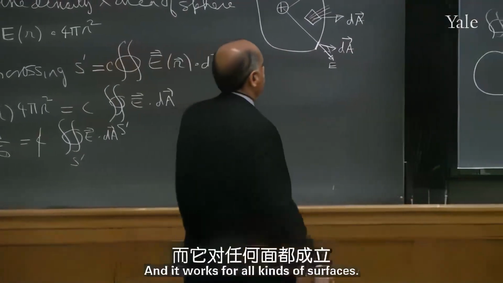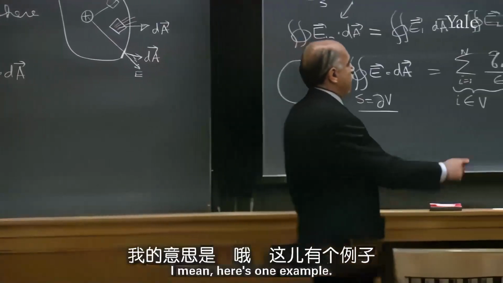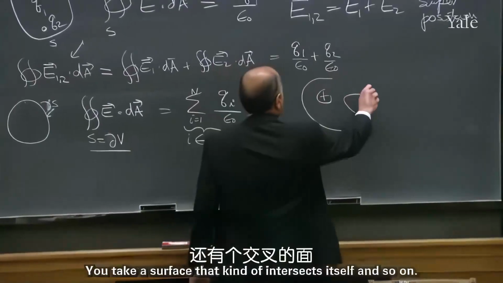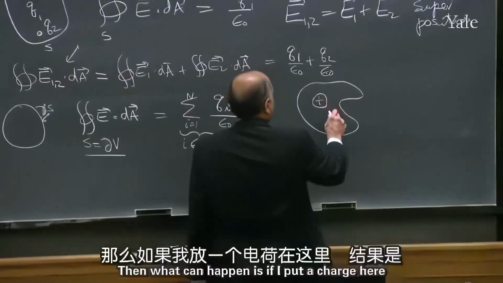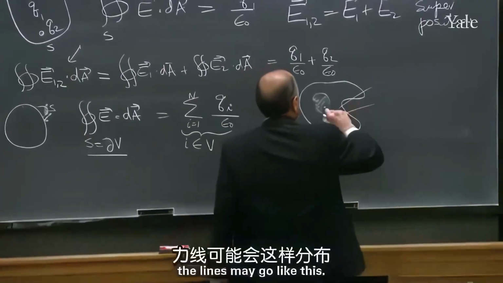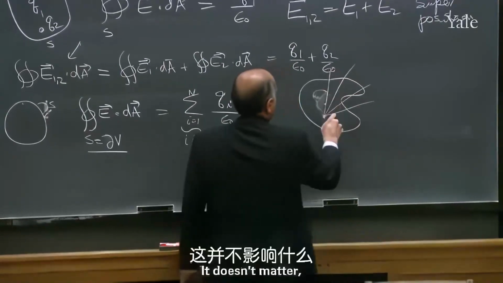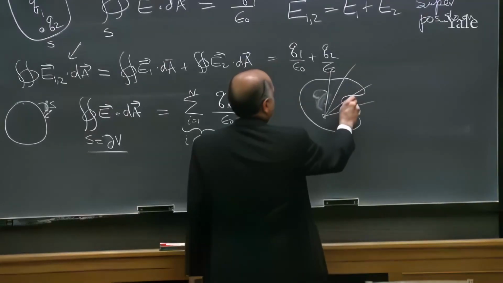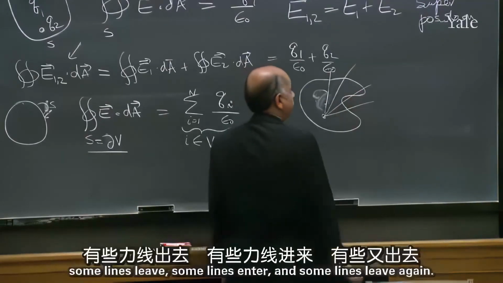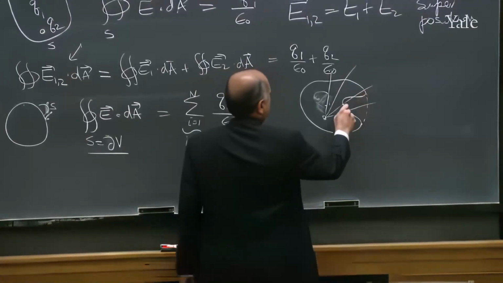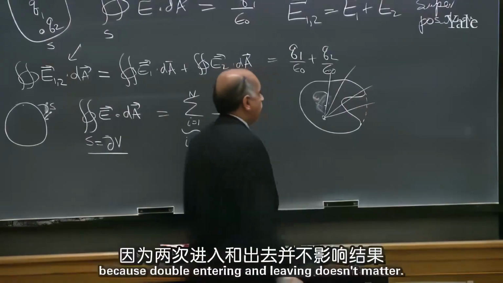And it works for all kinds of surfaces. I mean, here's one example. Suppose you have a charge here. You take a surface that kind of intersects itself and so on. Then what can happen is, if I put a charge here, the lines may go like this. It doesn't matter, because over this, when it switches back on itself, some lines leave, some lines enter, and some lines leave again. So it might as well be that surface, because the double entering and leaving doesn't matter.